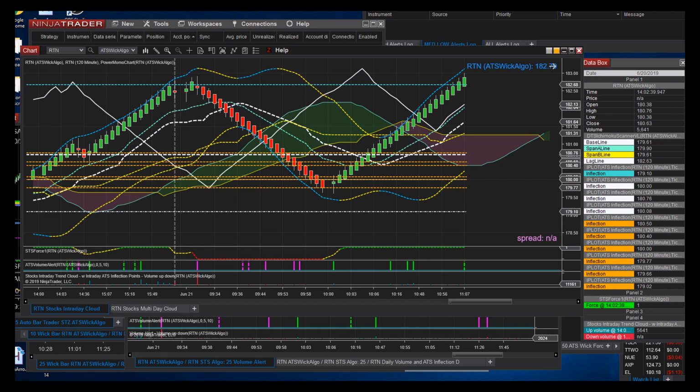Now, scanning this is the next part of the plan. You cannot scan these intra-session bars. You can watch them and use them as tools. You need to be scanning something else, but you can already have your charts picked out that you're watching, but you can't scan the intra-session ATS inflection points.